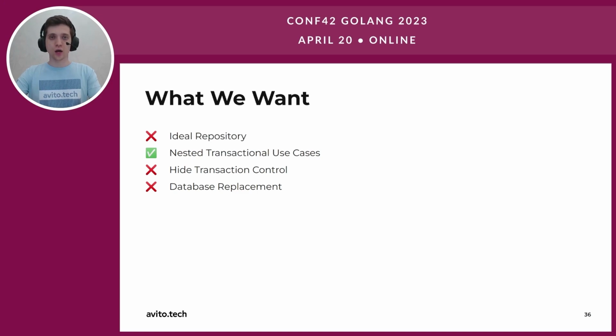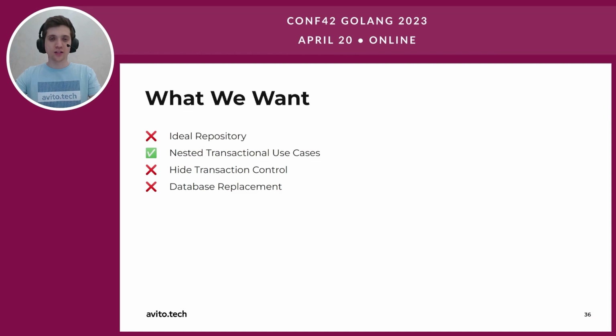The first one is an ideal repository for simple work with the database. Second, the use cases are transactional and nested. I want to save different models in a single scenario without thinking about how to open, close a transaction, and roll it back on error. Also, I want to hide transaction control. And finally, I want to replace the database easily. We already have some wishes done as nested transactional use cases, but we need to get the others.